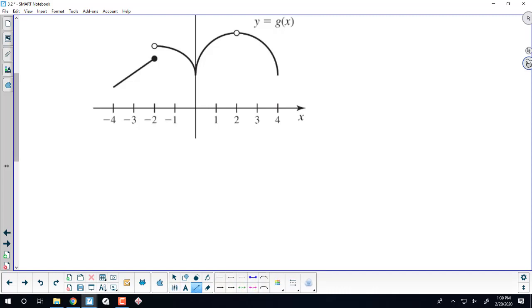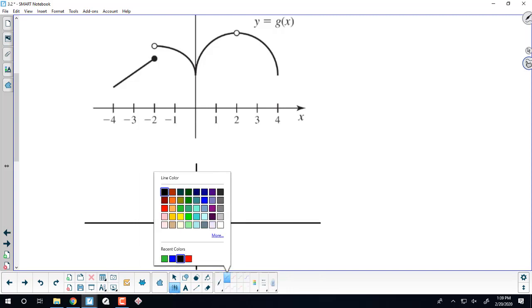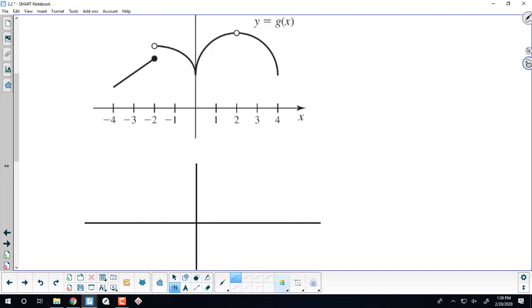G of x. And we're graphing G prime here. Same x values. So again, we didn't do it with that other one, but the first thing I would look for is where the slope of the tangent line would be horizontal. So where on G of x would the slopes be horizontal?